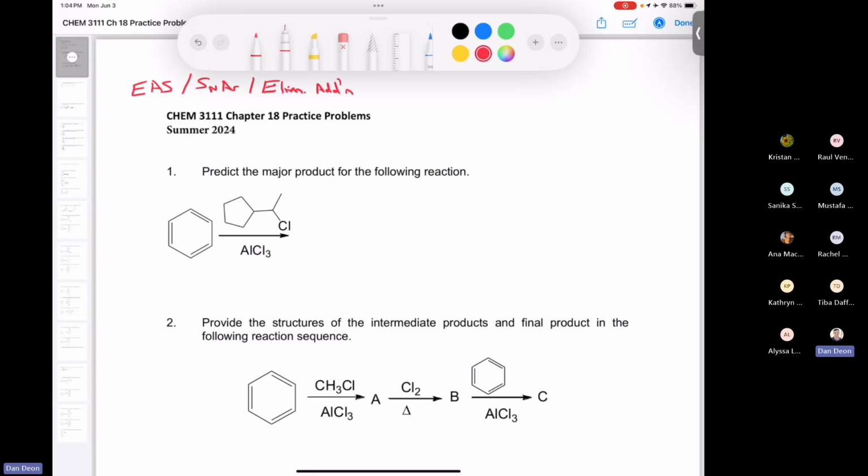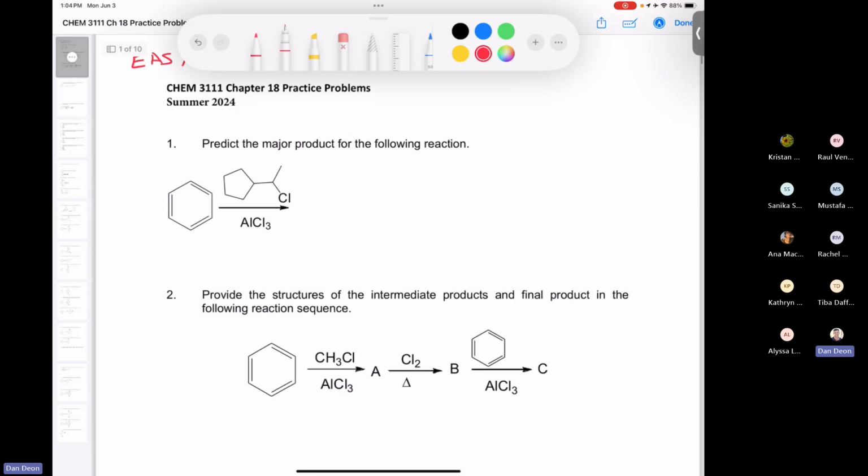So the first one, and again, these are published to Canvas. The first one is predict the major product for the following reaction. We're starting with this secondary alkyl halide, and then we have benzene, and we have aluminum chloride as our Lewis acid. And so this is going to be a Friedel-Crafts alkylation reaction.